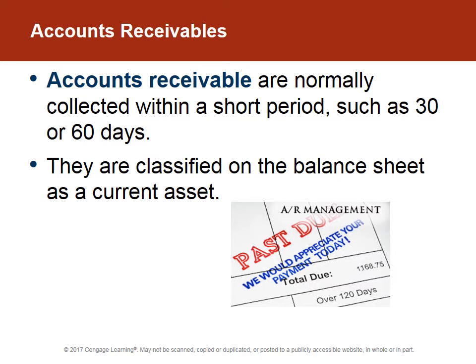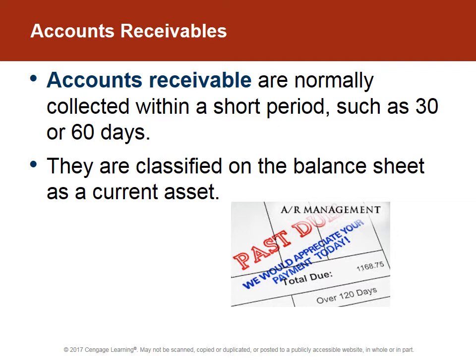Accounts receivable normally have a short-term period. So think back to the chapter where we talked about a sale having terms, 2/10 net 30, meaning that a customer would receive a 2% discount if they paid within 10 days, but that the net amount, the entire amount, is due in 30 days.